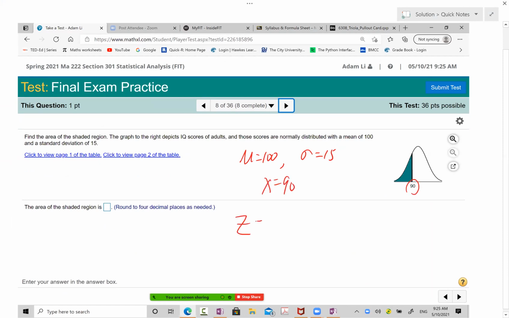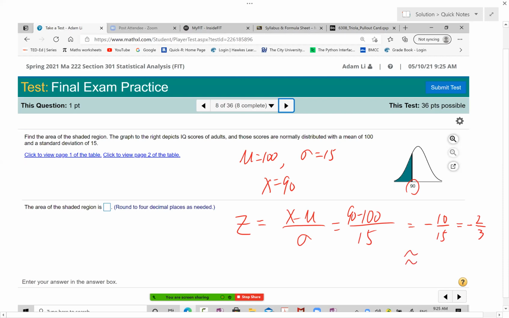So let's find the z-score first. X minus mu over sigma. Okay, so 90 minus 100 divided by 15. So it's negative 10 over 15, negative 2/3. And that's approximately negative 0.67. Then we always round to 2 decimal places.